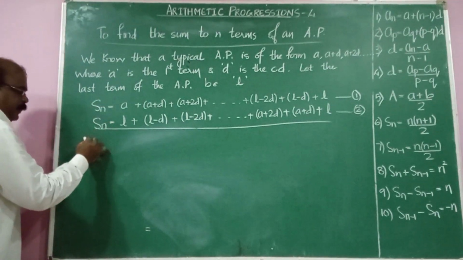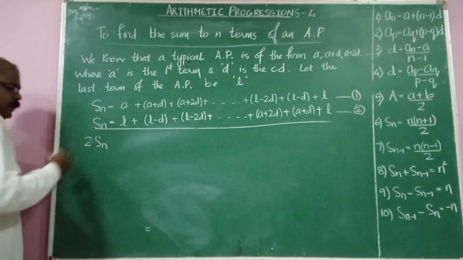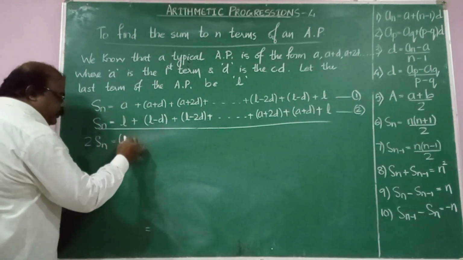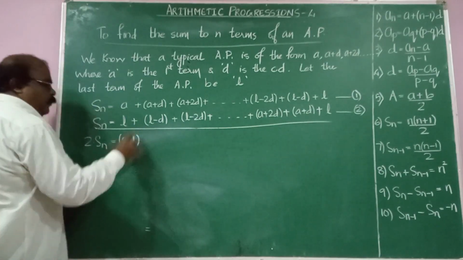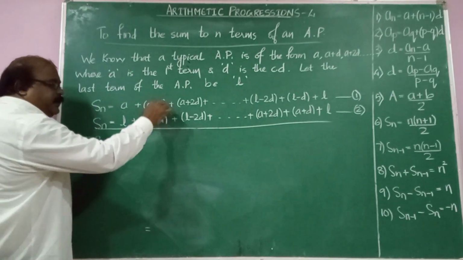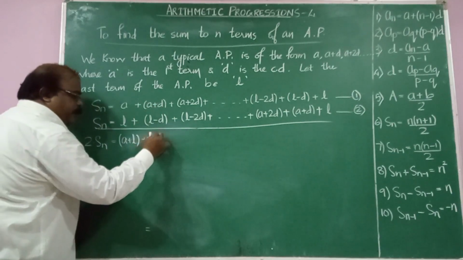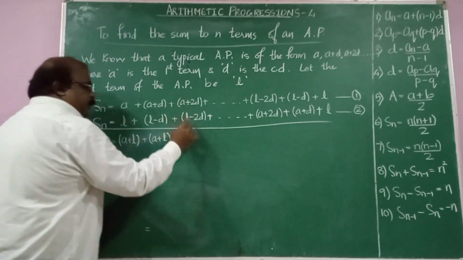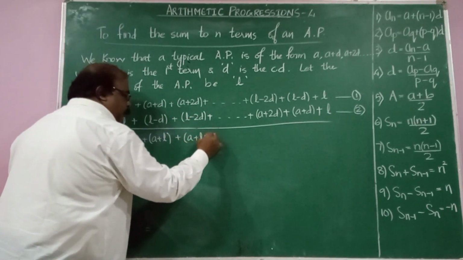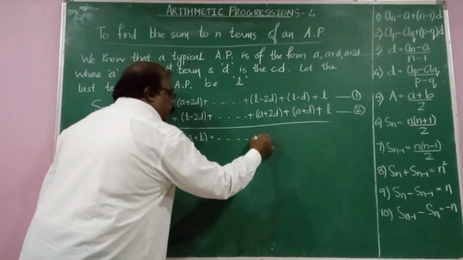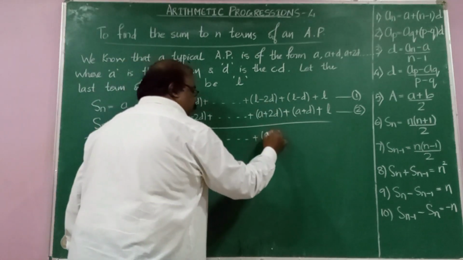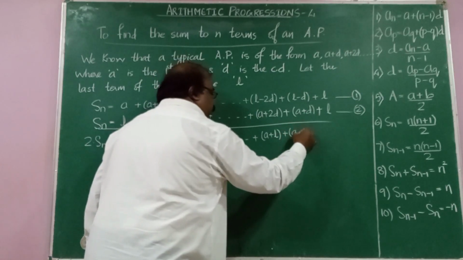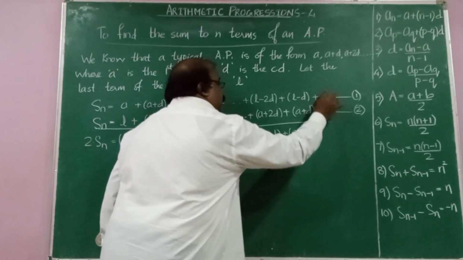Now when I add, 1 Sn plus 1 Sn is 2 times Sn. a plus L, unlike terms, just keep it as it is. Let me add these two. Plus d minus d cancel. Once again I will get a plus L. Plus 2d and minus 2d cancel. Once again I will get a plus L. Plus 2d and minus 2d cancel. Once again I get a plus L. Plus d and minus d cancel. Once again I get a plus L.